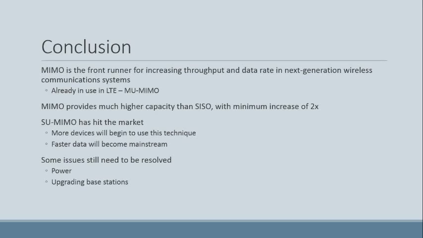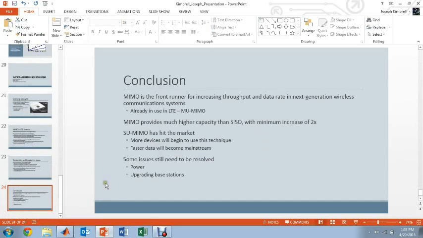It's exciting to note that MIMO has hit the market, and so we can expect more devices to begin using this technique in the near future. Hopefully, in the next few years, faster data will become mainstream. But before this can happen, some issues still need to be resolved, including the power considerations at the receiver or mobile device, and the upgrades that have to be done to the base stations. Okay, let's move to MATLAB.